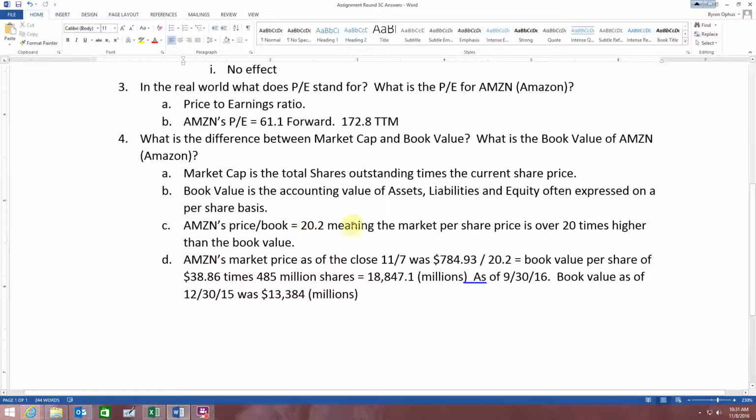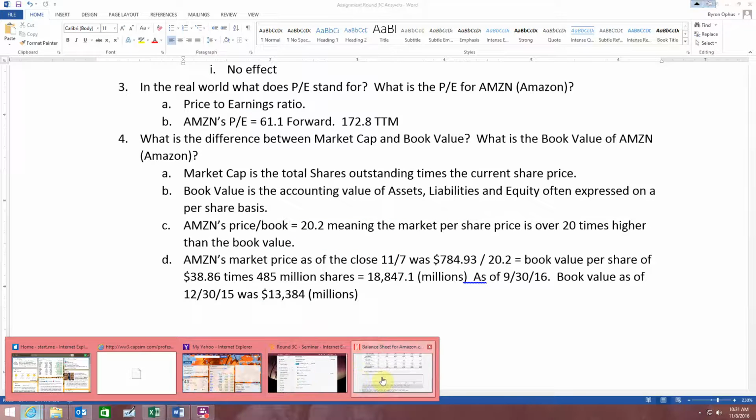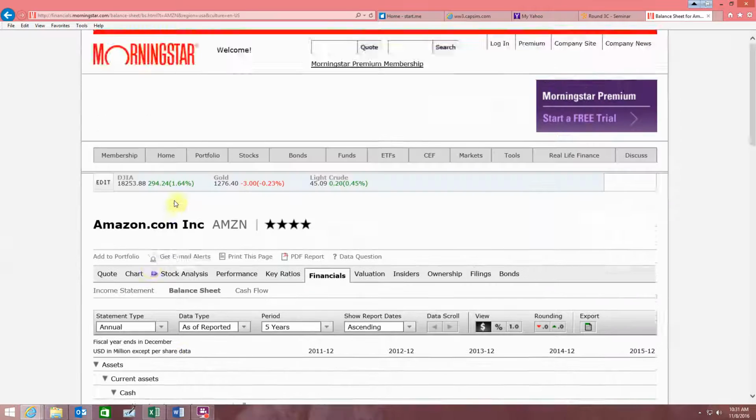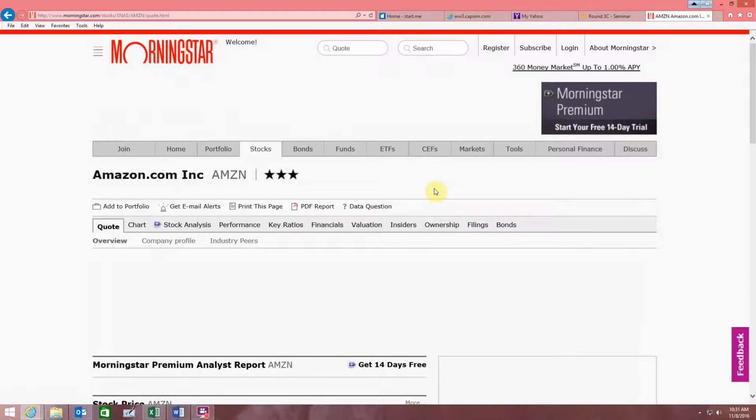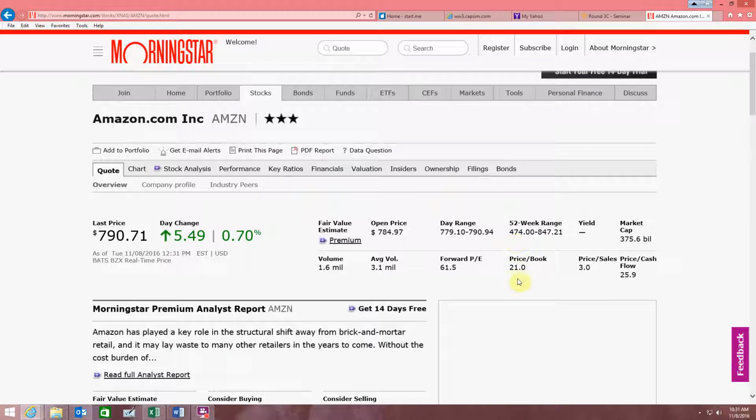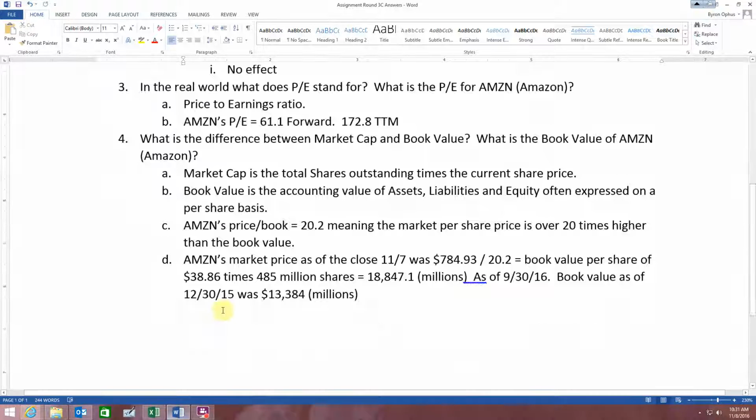Amazon's price to book, meaning the market price, is one of these other figures that we could look at here. I've got to go back to just that quote, because they have the price to book right up here. Now, when I looked at it, it was a little different, but now it says it's 21, right? God, I keep saying dollars. It's just 21. And so what's that mean?